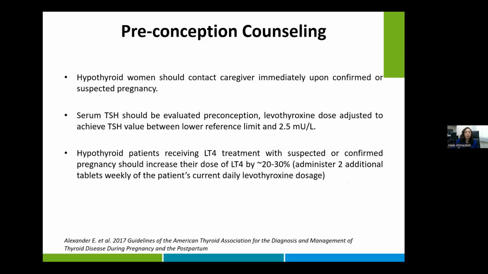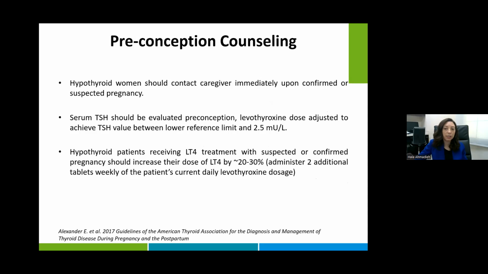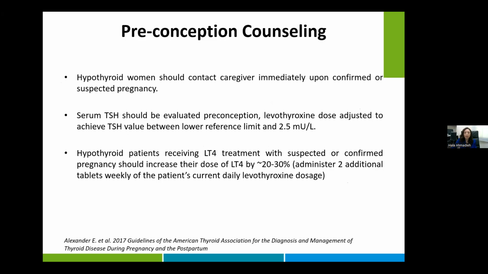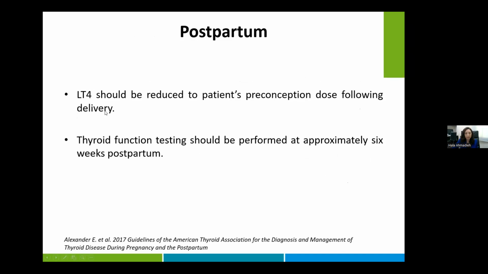Before the woman becomes pregnant, we should really educate and counsel about the risk of hypothyroidism, about the importance of doing the monthly thyroid function test, and that they may need an increase in the thyroid hormone replacement during pregnancy. And some studies state that it's better to increase the dose anyway as soon as they are found pregnant by 20 to 30%. But this is basically based on small studies. After they deliver, we usually return the thyroid hormone dose to the dose they were at before pregnancy. And it's better to do a thyroid function test 6 weeks after delivery just to check on their thyroid status.